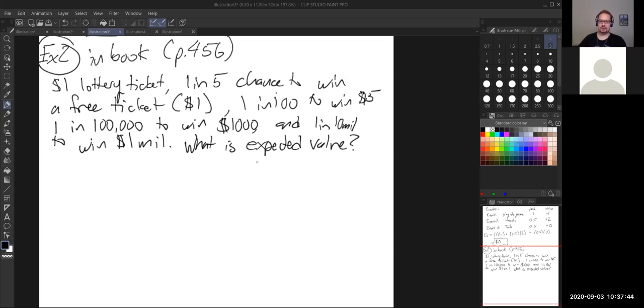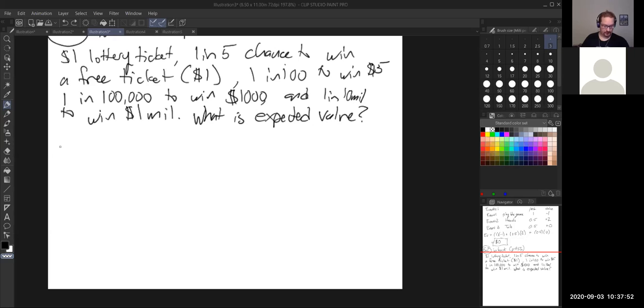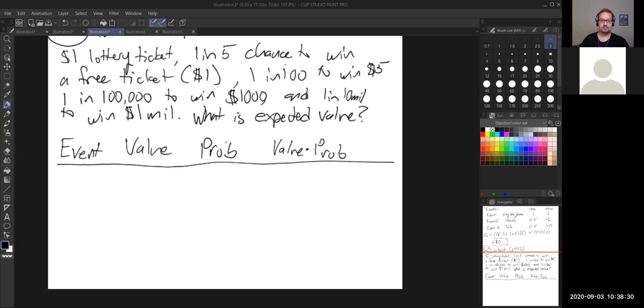what is probably the easiest way to set this up is using a table. So we're going to set up the table as follows. We're going to have our event in the first column, the value in the second column, the probability in the third column. And in the fourth column, because again we're looking for the expected value, let's go ahead and multiply the value times the probability.